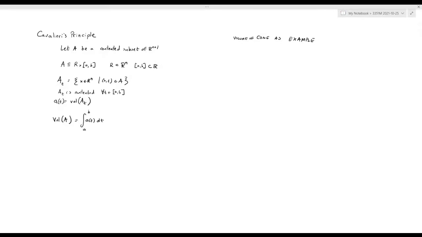So for example, let's consider a cone, and I'm going to draw it kind of upside down.